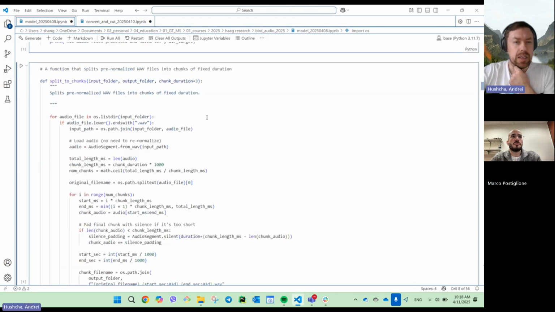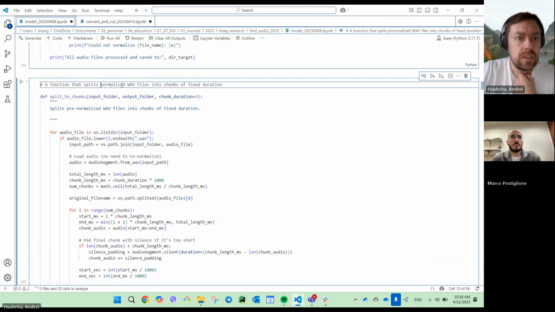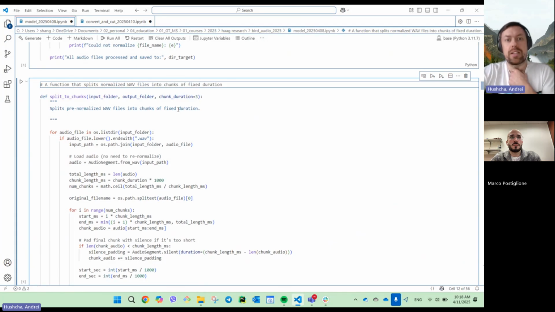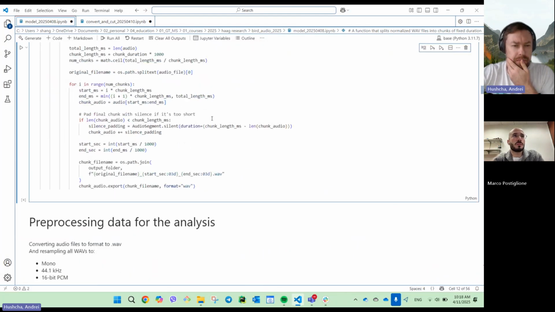This one is normalizing and correcting audio files, and this one is splitting the normalized files into 3 second chunks. It could be 3 seconds, 10, 5, it doesn't matter. Why 3 seconds? Because we are based on BirdNET, and they use 3 second chunks to analyze, and actually not the audio files, but the spectrograms of the 3 second audio chunks.